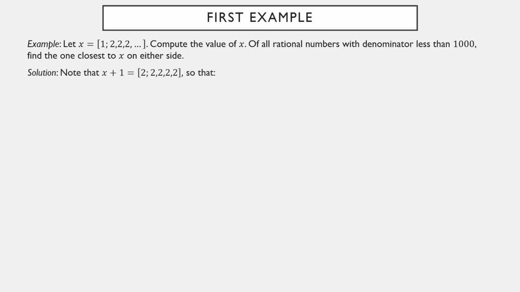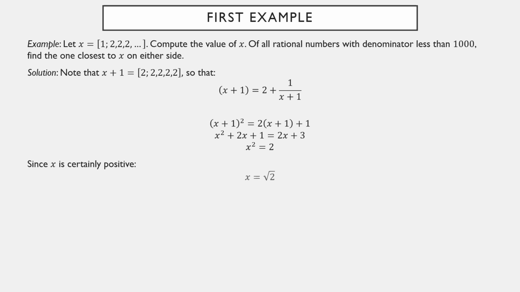So observe if I were to add 1 to x, I would add 1 to the integer part, and I would just get the expansion of all 2's. Meaning x plus 1 satisfies this nice expression that x plus 1 is 2 plus 1 over itself. Multiplying by x plus 1 gives us that, since x is positive, x is the square root of 2. You can just double check this algebra if you're interested.